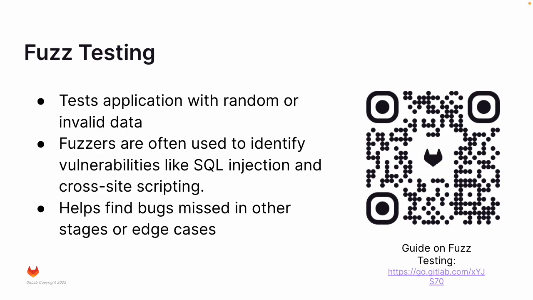Okay, what if I do 1 + 1? What if I do this? What if I do that? To detect things like cross-site scripting, SQL injection, and other minor edge cases that cannot be detected, because if you are testing with SAST or DAST, it's predictable. But with fuzz, you are trying to identify unpredictable scenarios that might occur in the application. I added a QR code to link a more detailed guide on fuzz testing.